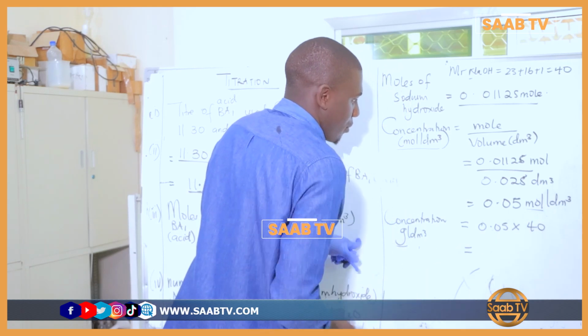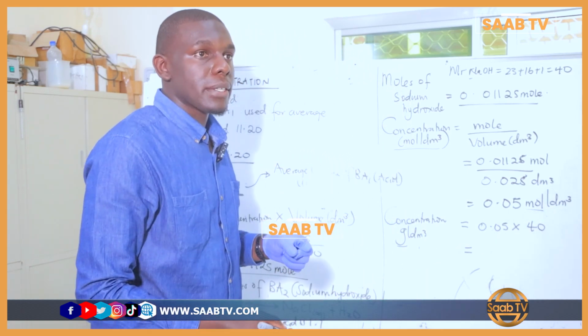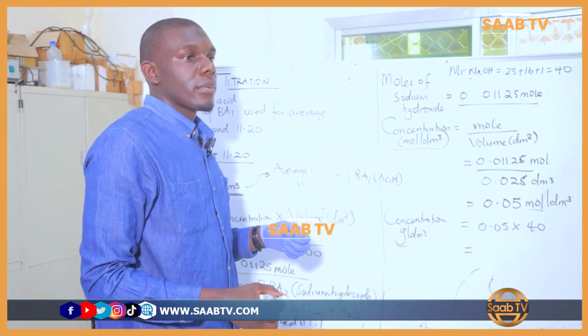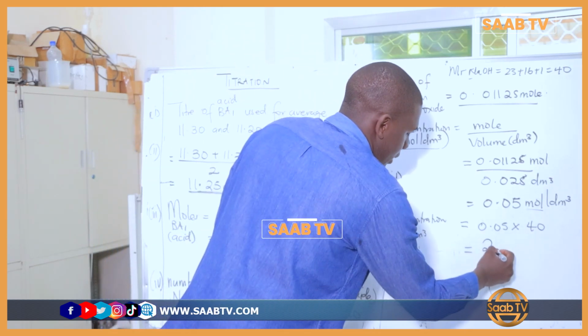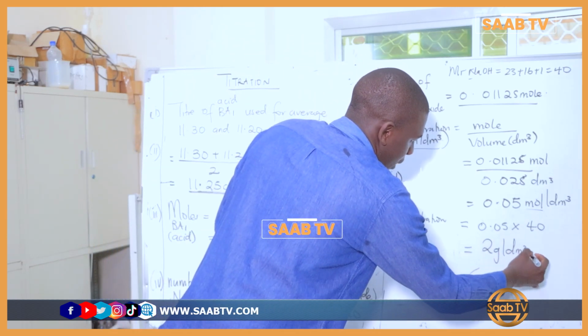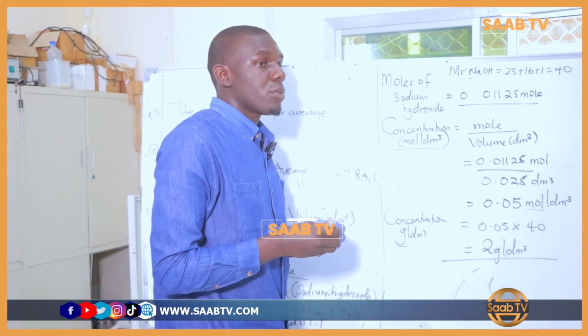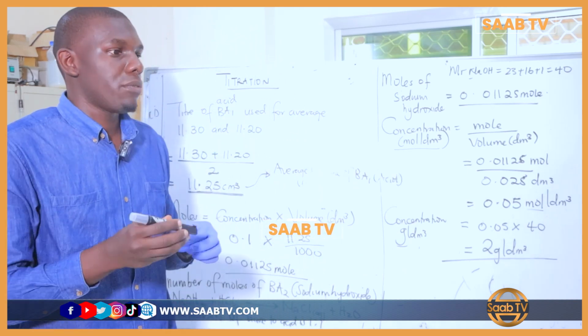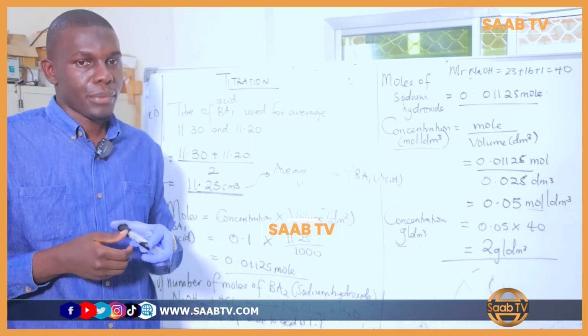So we shall have, when you multiply it there in the calculator, what do you get? 2 grams per decimeter cube. So that is concentration in grams per decimeter cube. So that is what we are going to do. And then we fill in the paper, we record everything.